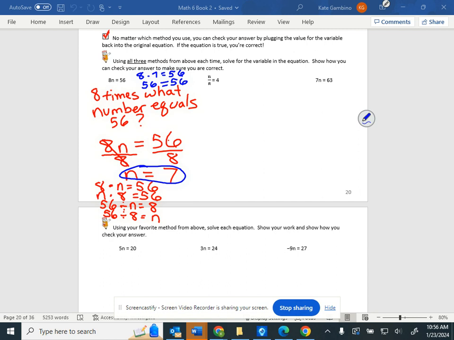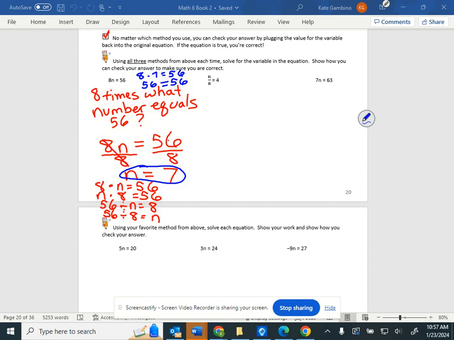8 times 7. Sometimes if we just rely on our math facts that we have memorized, we memorize the wrong fact, right? We're messing it up. So when you check your answer, actually use the calculator to check it. 8 times 7, oh yeah, that is 56.